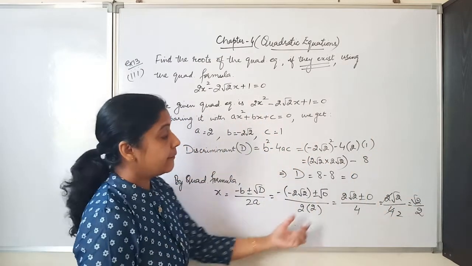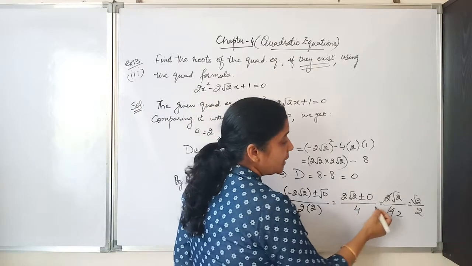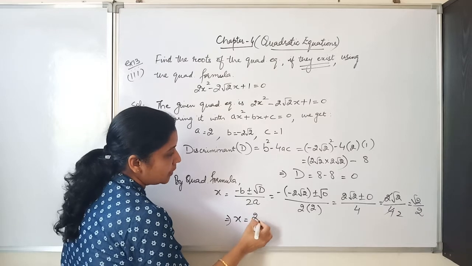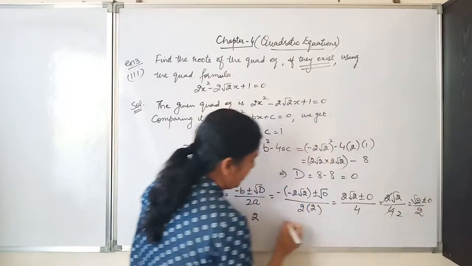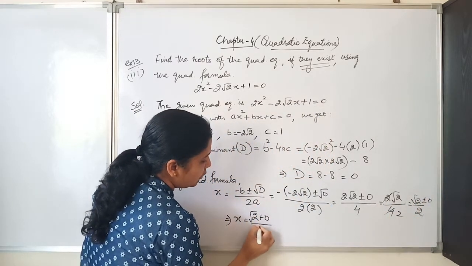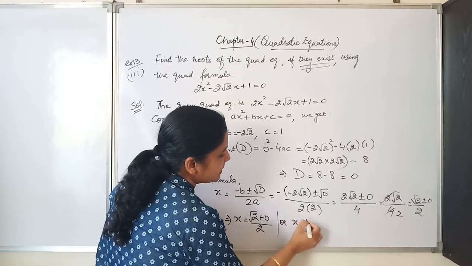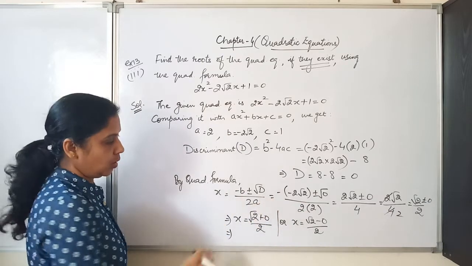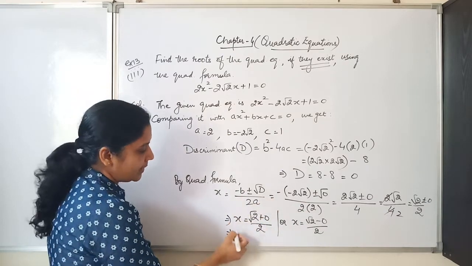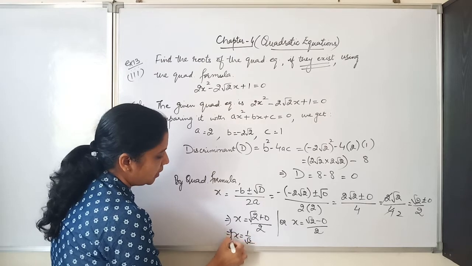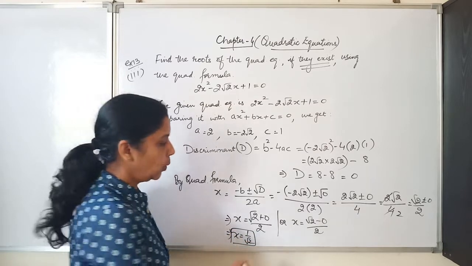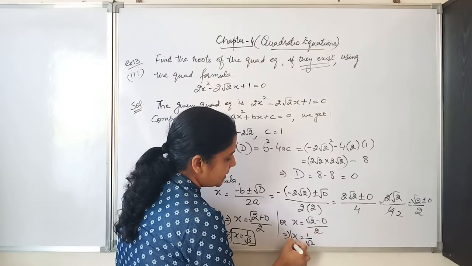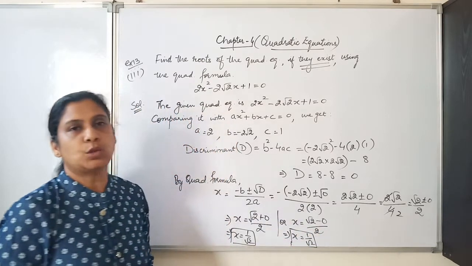But since I am going to take plus minus 0, it means I can have it added with 0 or subtracted with 0. So you can simply write it as x is equal to root 2 plus 0 by 2, or x is equal to root 2 minus 0 by 2. Root 2 plus 0 is root 2, divided by 2, simplified gets you x is equal to 1 by root 2. And here also, root 2 by 2 gives you x is equal to 1 by root 2.